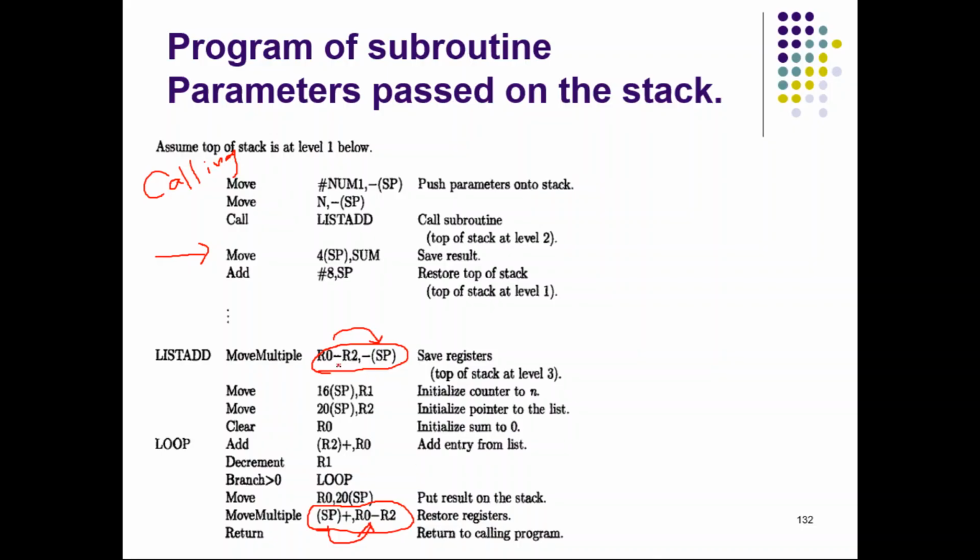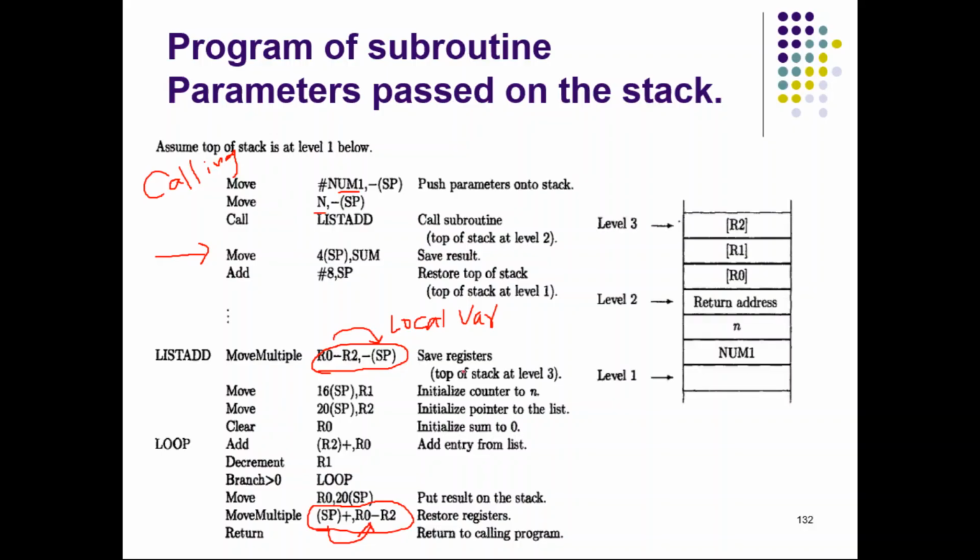So here R0, R1 and R2 are treated as local variables. So apart from pushing the parameters, we are also pushing these local variables into the stack. Okay, so what are the parameters here? Num1 and n, these are parameters. These also we are pushing into the stack. And we have discussed how all these things are pushed properly, and how all these things are retrieved properly.